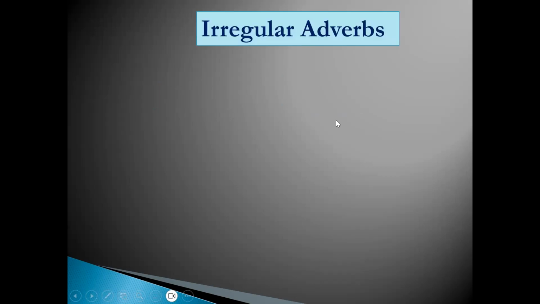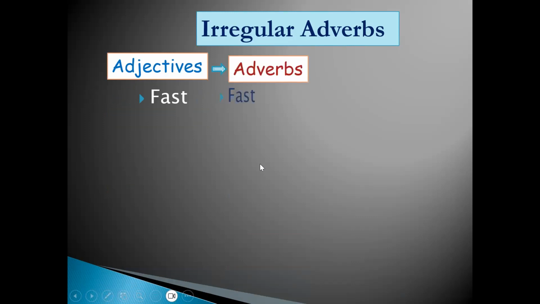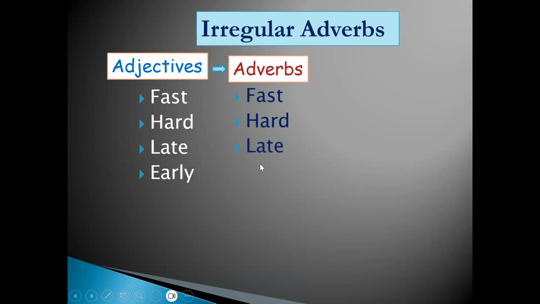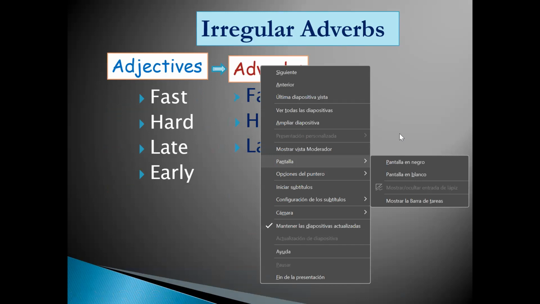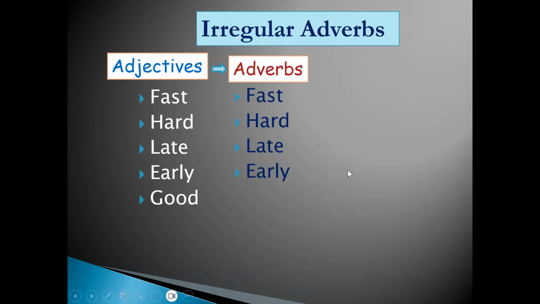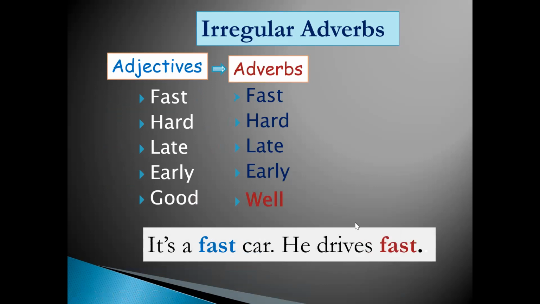And you have irregular adverbs. When you have an irregular adjective, we have irregular adverbs. Adjectives and adverbs: fast, fast. Hard, hard. Late, late. Early, early. Good, well. In these cases, the irregular adverbs, you're going to write the same word. Look at the example. It's a fast car, he drives fast.